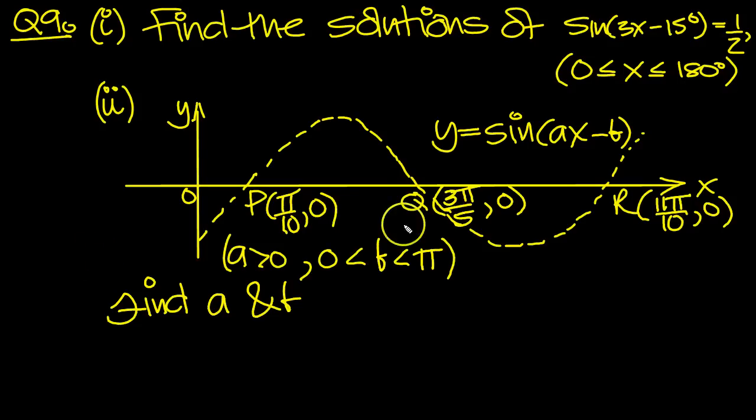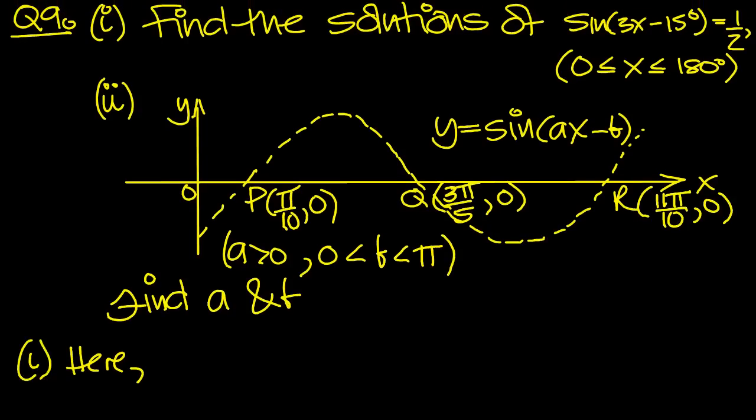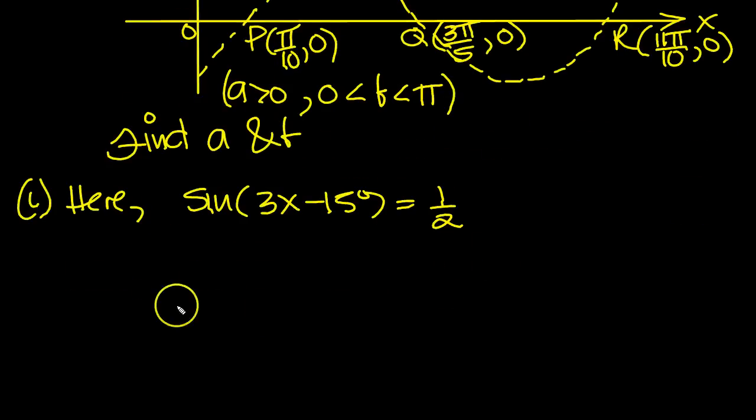So I put all the information in the question here. We need to find the values of A and B in part 2, but let's do part 1 first of all. Sine of this is a half. So let's draw a CAST circle. Sine(3x minus 15 degrees) equals 1/2. Okay, let's have a go at it.